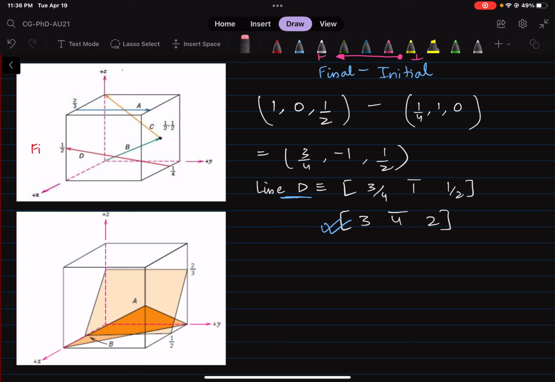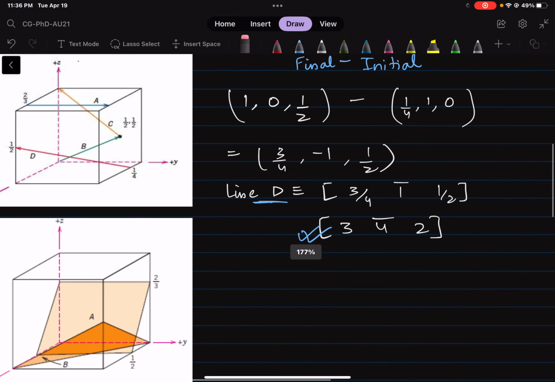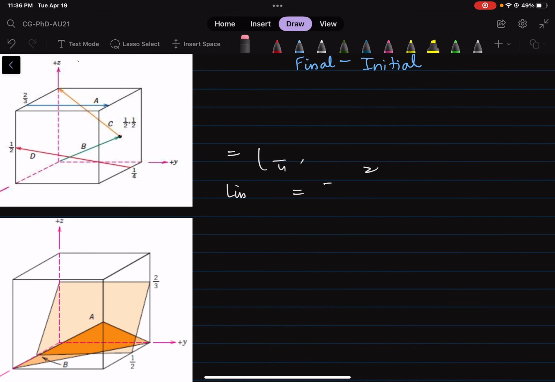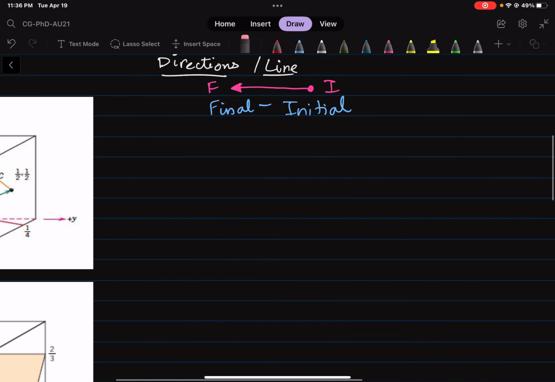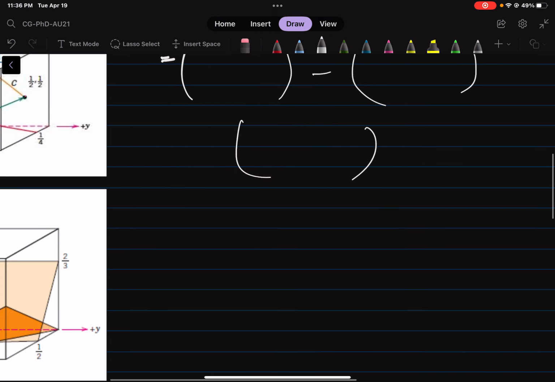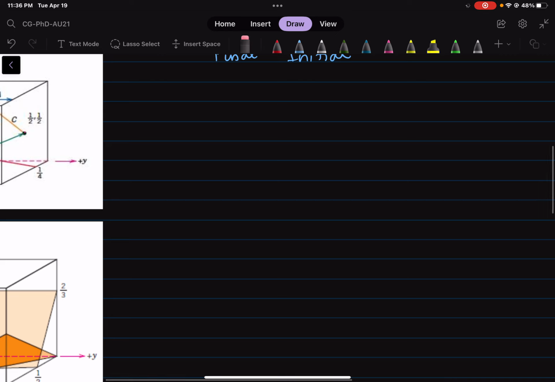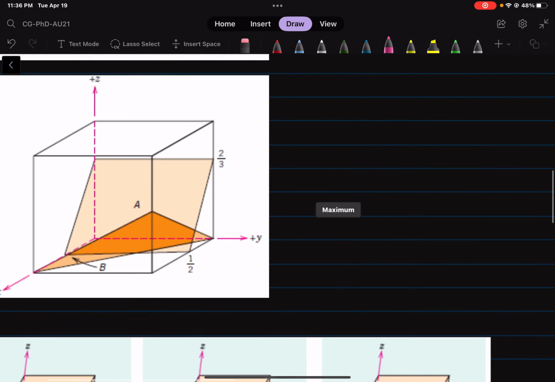And again, you can practice the line A and B directions here, right? Again, remember, final minus initial. Write down the coordinates of the final, write down the coordinates of the initial, subtract them, you'll get some final value, and then just write it in square brackets in whole numbers. And remember that negative signs, let's just write it down here. Negative signs are represented as bars or overhead bars to be more precise.